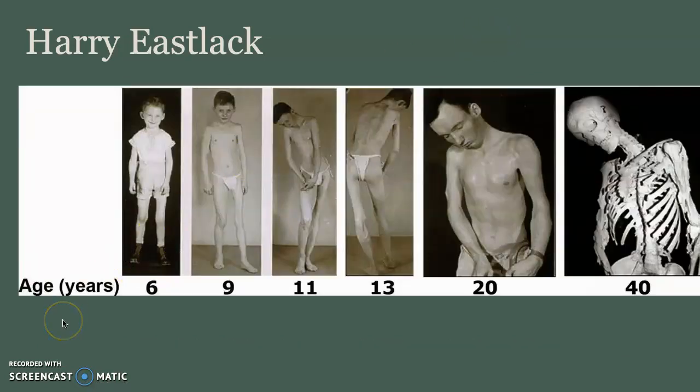So in this image here, you can see a chronological timeline of the progression of the disease during Harry's life. You can see at age 6, I think he looks like a relatively normal child, and you wouldn't know that anything was wrong. And then even at age 9, even though symptoms were present at the time, it wasn't very visible. But you can see even only 2 years later how fast the disease has progressed.